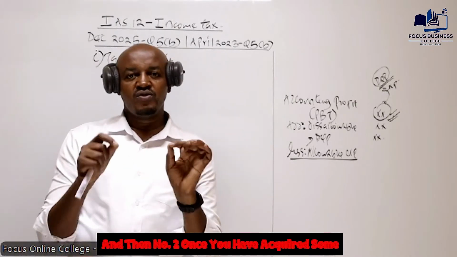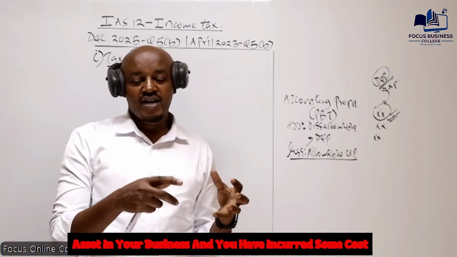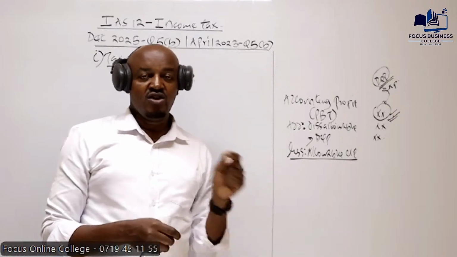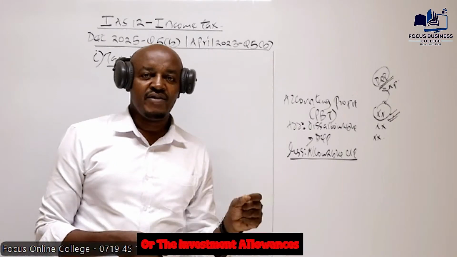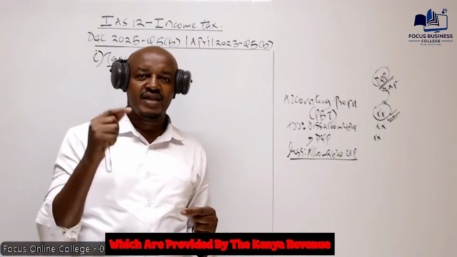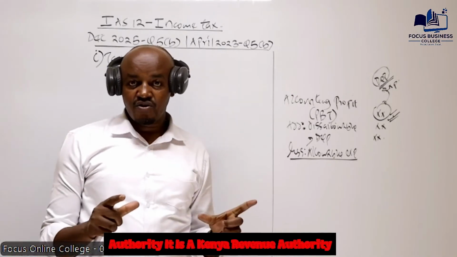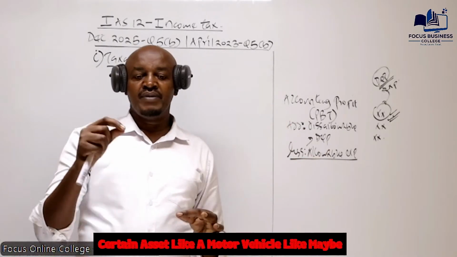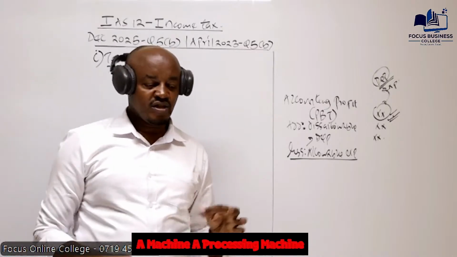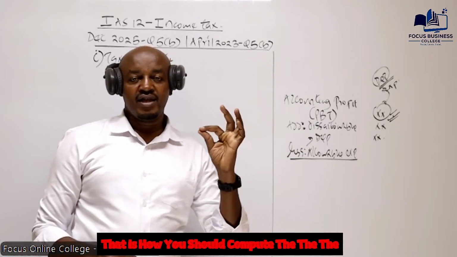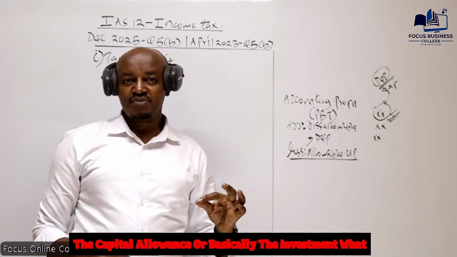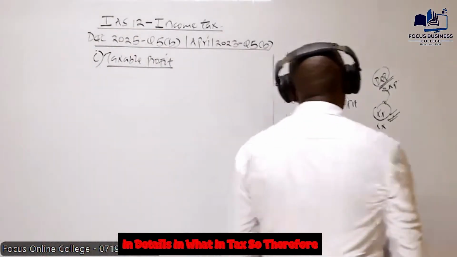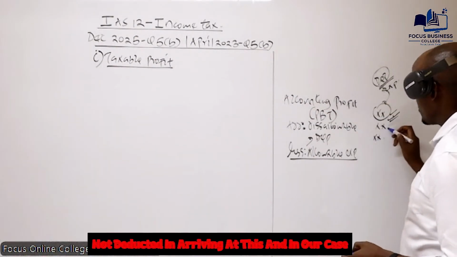And then, number 2, once you have acquired some asset in your business and incurred some cost, the taxman allows you to compute capital allowances or investment allowances, and this should be computed using rates provided by the Kenya Revenue Authority. It is the Kenya Revenue Authority which provides these rates, that if you acquire a certain asset like a motor vehicle or a processing machine, this is how you should compute the capital allowance, or the investment allowance. But all these are details you will discuss in tax. Therefore, to this we less allowable expenses not deducted in arriving at this.